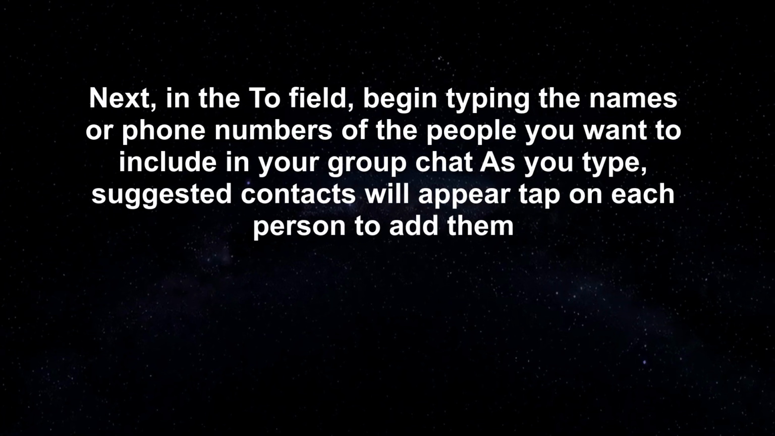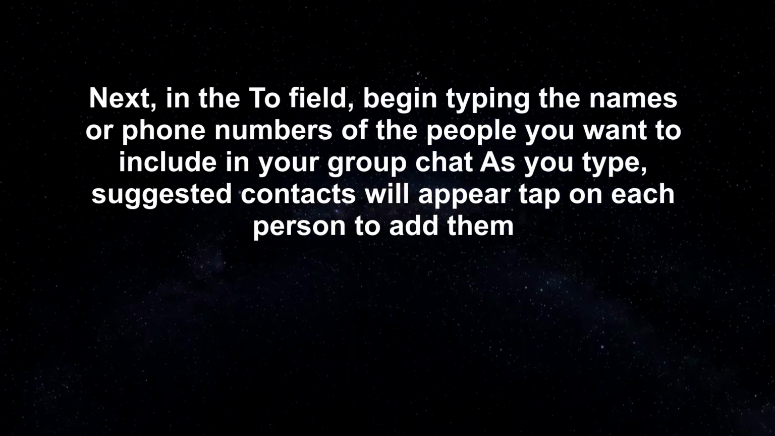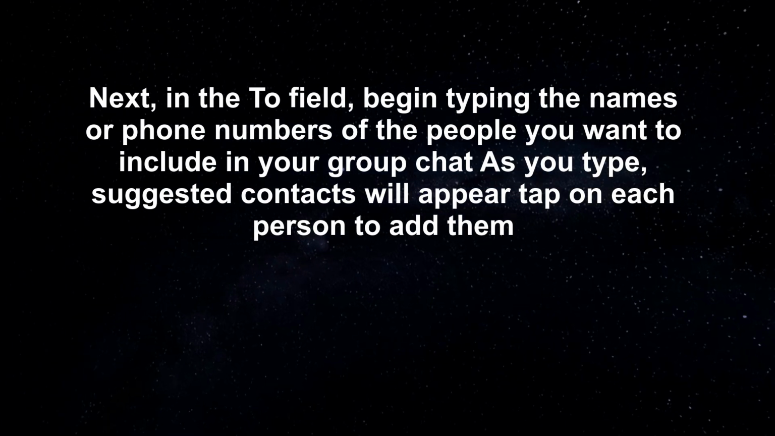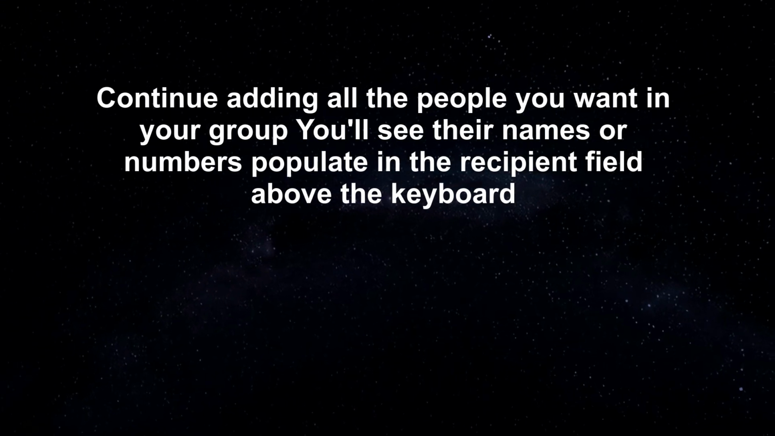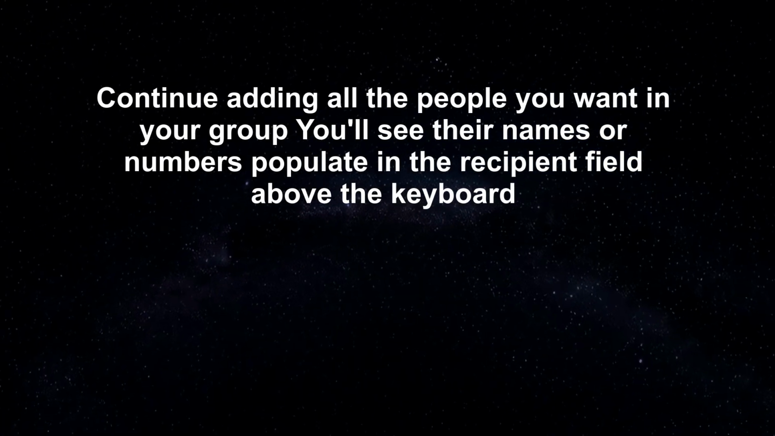Next, in the To field, begin typing the names or phone numbers of the people you want to include in your group chat. As you type, suggested contacts will appear. Tap on each person to add them. Continue adding all the people you want in your group. You'll see their names or numbers populate in the recipient field above the keyboard.